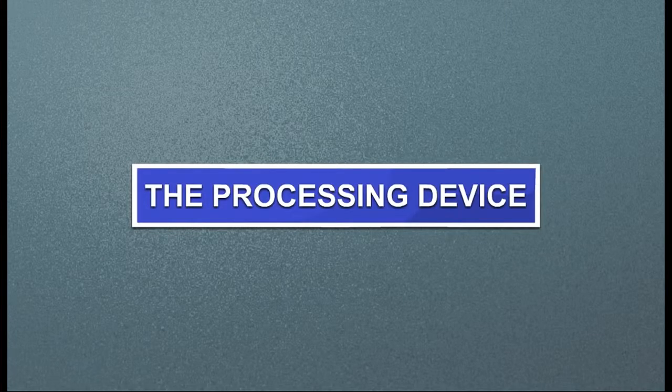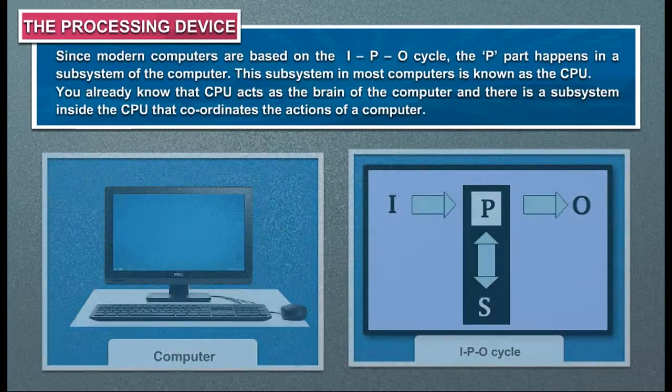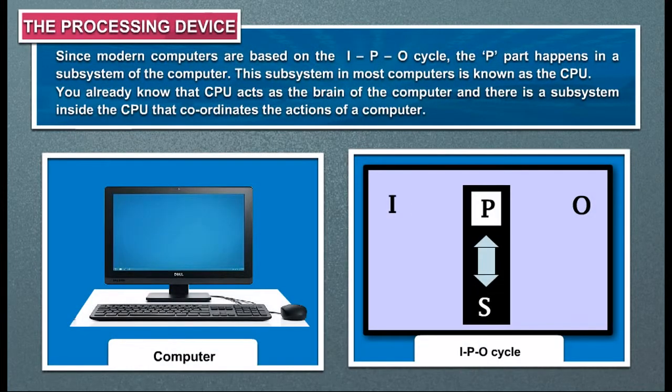the processing device. Since modern computers are based on the IPO cycle, the P part happens in a subsystem of the computer. This subsystem in most computers is known as the CPU. You already know that the CPU acts as the brain of the computer, and there is a subsystem inside the CPU that coordinates the actions of a computer.